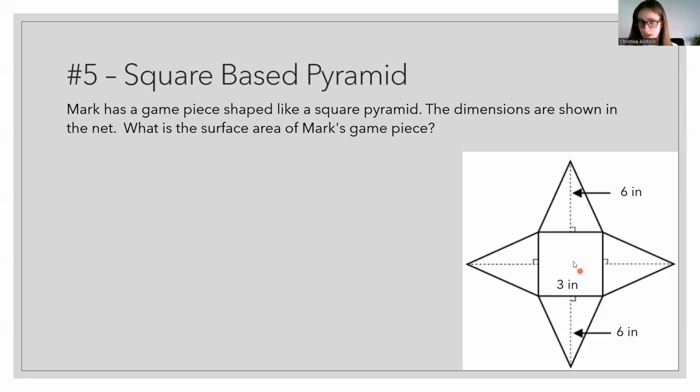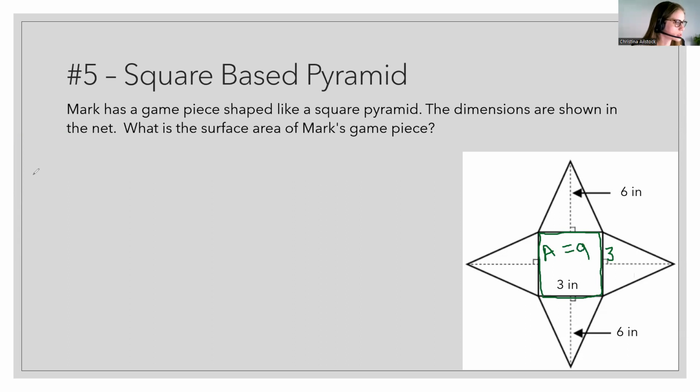The base is a square, or it could be a rectangle, one of the 2. Actually, no, I think it'll always be a square. Yeah, if you have a square-based pyramid, the bottom will be a square, and then our 4 sides are all triangles. So let's go ahead and start with our square here. And because it's a square, I know that if one side is 3 inches, the other side also has to be 3 inches. So the area would be 3 times 3, which is 9.